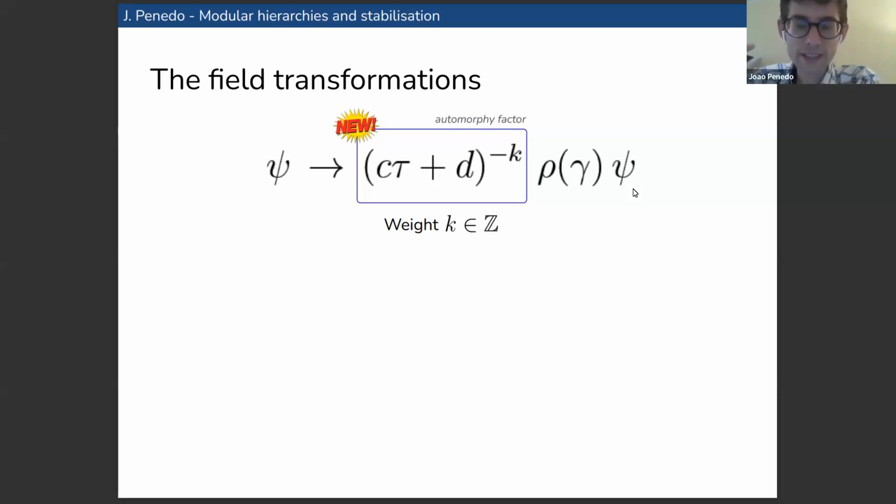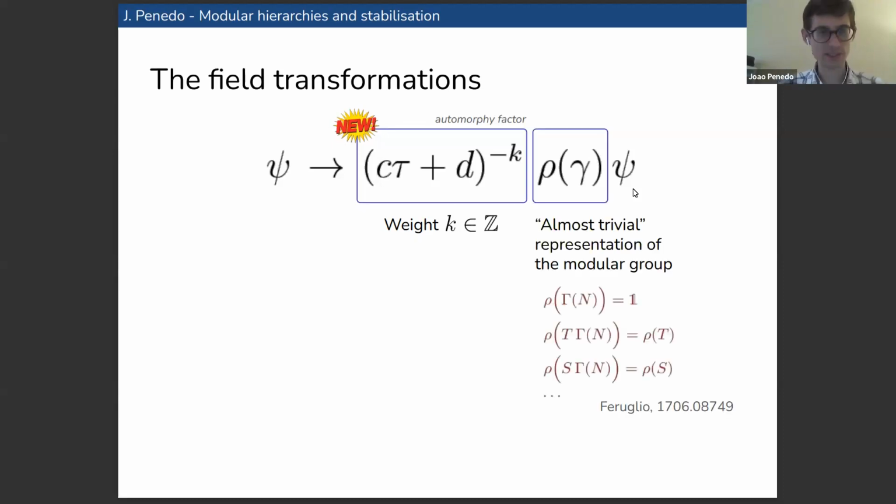Now, the new factor, this automorphic factor, C tau plus D, has tau explicitly. So you now start to see that tau kind of mixes here with the fields in some way in these modular transformations. And there is a weight here, the exponent kappa or minus kappa, depending on how you define it. And while I will focus on kappa integer, this can actually be a rational number. There have been works from the top down, and they find it rational. But the point is this kappa is either integer or rational for our purposes. And this rho is the usual unitary matrix.